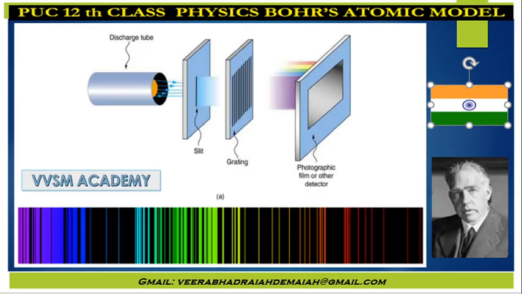This discharge tube emits radiations through slit 1 and a grating. The grating filters further, and on the photographic film or other detector you will find the spectrum, VIBGYOR, the spectrum of light of hydrogen. This is the spectrum of hydrogen that we get from the discharge tube. This is the great scientist Niels Bohr.